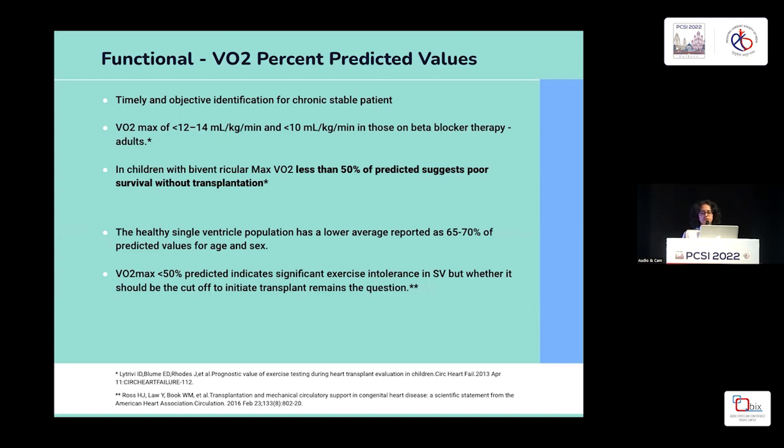What about those with single ventricle? So the healthy single ventricle population are known to have a lower normal average, which is reported between around 65 to 70% of the predicted values. So should we consider VO2 max of less than 50% of this value as a cutoff for single ventricle population to go on the list?